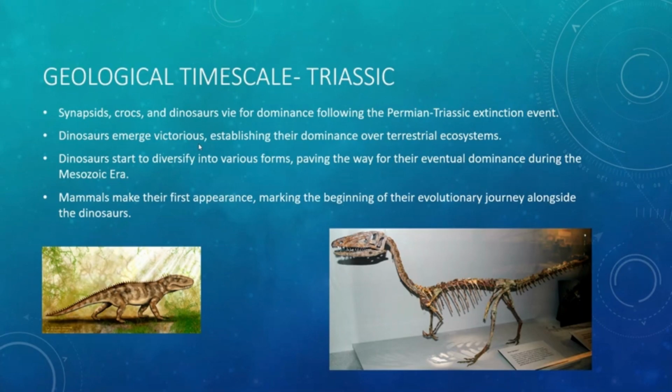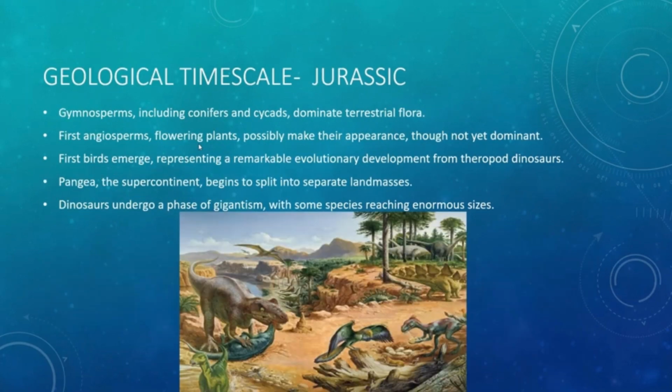Dinosaurs started diversifying into various forms, paving the way for their eventual dominance during the Mesozoic era. Mammals make their first appearance, marking the beginning of their evolutionary journey alongside the dinosaurs. After the Triassic, when the Jurassic comes, we see that gymnosperms, including conifers and cycads, dominate terrestrial flora.